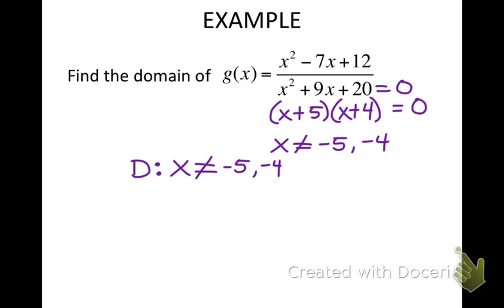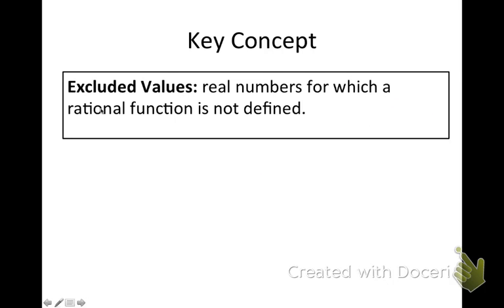Yep, so we're good. Okay? That's it. So that would be your domain. So it's everything except the values of -5 and -4. Just ignore the top of the fraction for now, for just domain. Okay? Got that? All right.